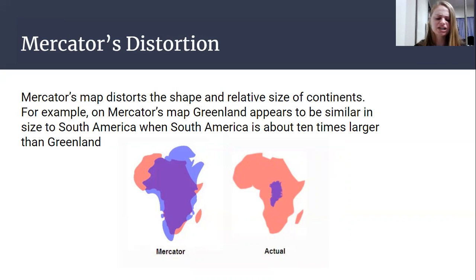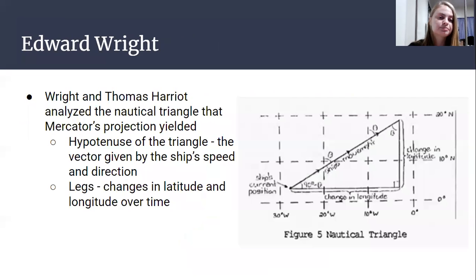And I just thought this was something very interesting to talk about, especially since Mercator's projection is the system for which most other maps were constructed. Mercator's projection was corrected by Edward Wright in 1599. So we're going to talk a little bit about Edward Wright. He and Thomas Harriot analyzed the nautical triangle that Mercator's projection yielded. And so the vector given by the ship's speed and direction was considered to be the hypotenuse of a right triangle on the plane chart.